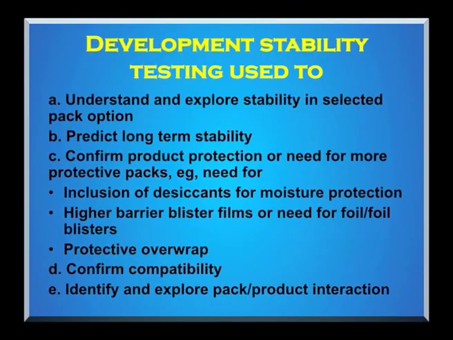Development stability testing is used to understand and explore stability in selected pack option. Second one is predict long-term stability. Third one is confirm product protection or need for more protective packs. Example, need for inclusion of desiccants for moisture protection, higher barrier blister films, or need for foil or foil blisters, protective overwrap. Confirm compatibility, identify and explore pack product interaction.